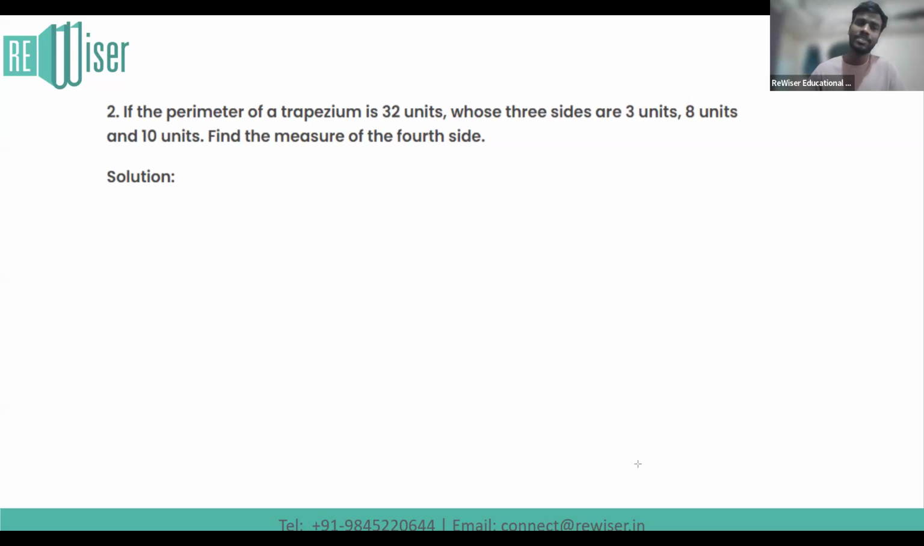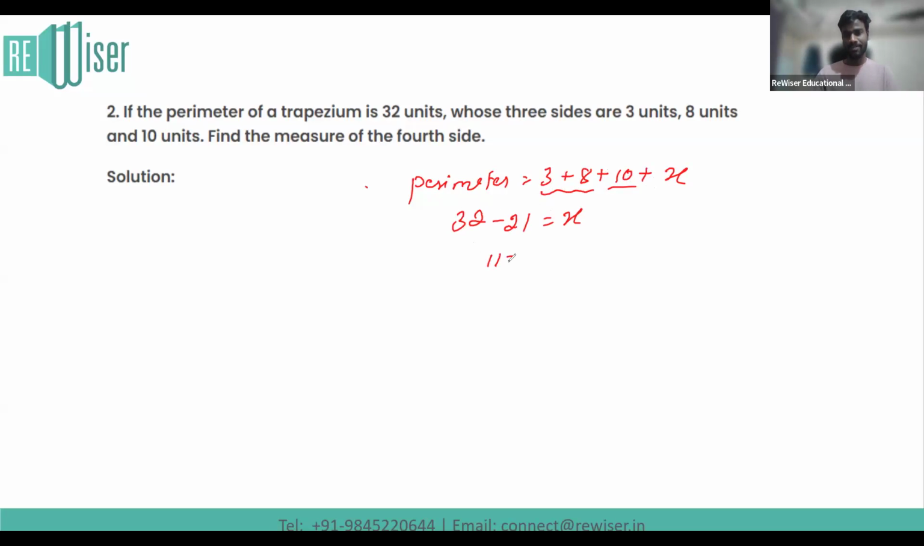That's correct. So the perimeter will be all four sides, right? So perimeter will be equal to 3 plus 8 plus 10 plus, let's say the fourth side, I'll just take it as x. And this is 32. 3 plus 8 is 11. 11 plus 10 is 21. When it comes to the left-hand side, it's 32 minus 21. And this is x, which is going to be 11. Got it? The fourth side is 11.